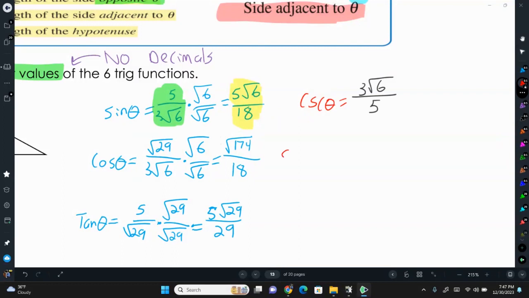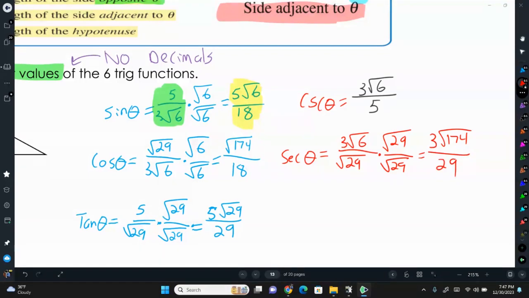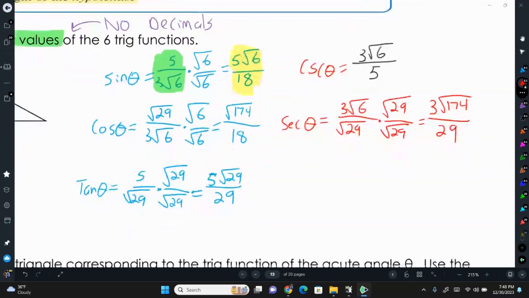All right, then we have the secant of theta. That's going to be cosine flipped. So no matter which one we're going to flip, we're going to have a radical in the denominator. So I'm going to take the original one with smaller numbers. So 3 times the square root of 6 over the square root of 29. Multiply the top and bottom by the square root of 29. We get 3 times the square root of, again, 6 times 29 is 174 over 29. And we can't simplify the square root of 174. So we can leave it like that.